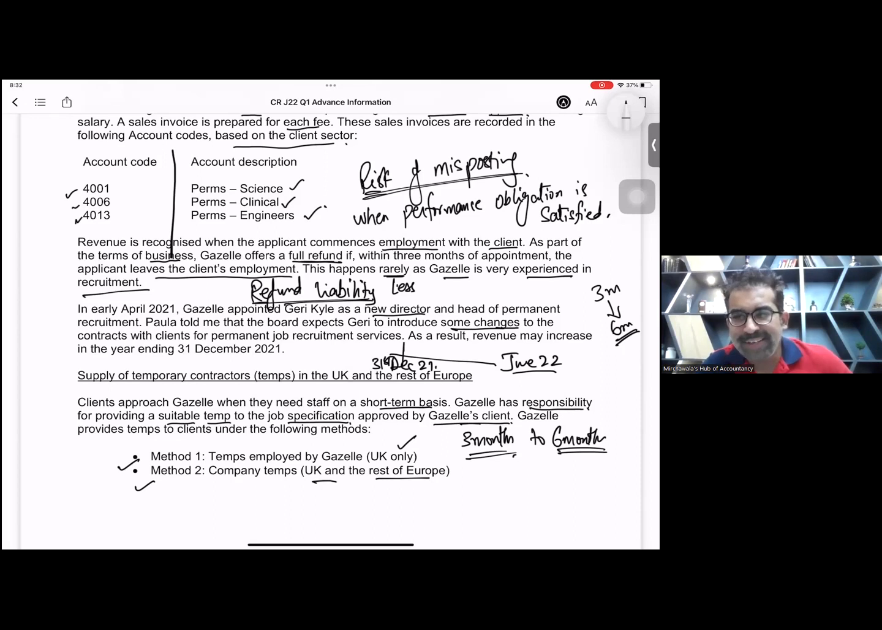One more thing I would like to add here. As it is written, Gary Kyle is the new director. So there is a possibility that he or she does not have proper knowledge of this sector, so there is inherent risk as well. So the auditor needs to be very careful in this case.